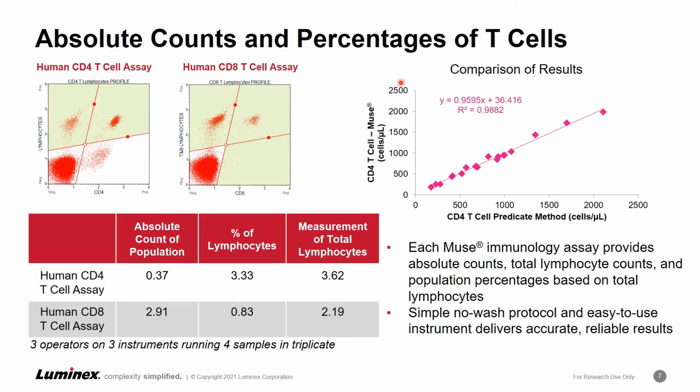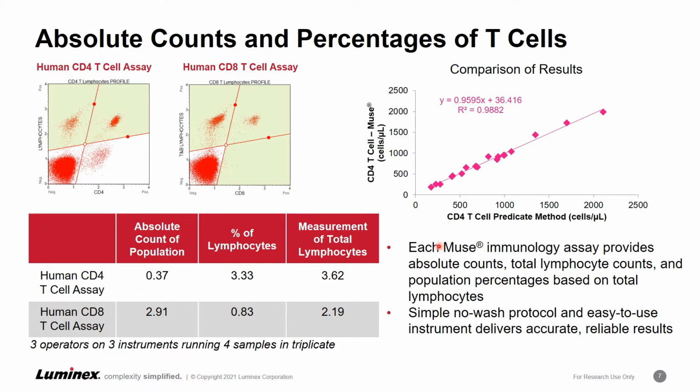A comparison of the CD4 counts for a predicate method versus the Muse cell analyzer is shown in the graph on the right. You can see that based on the linear response that is shown, based on both the slope as well as the R-squared value, that comparable results are seen on the Muse cell analyzer.